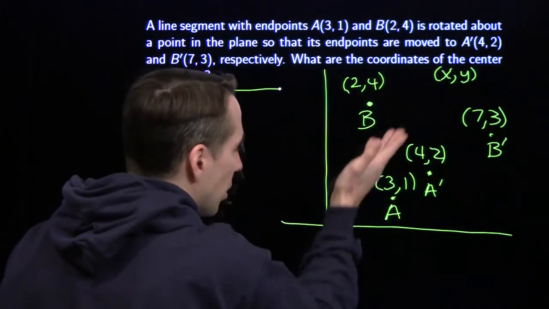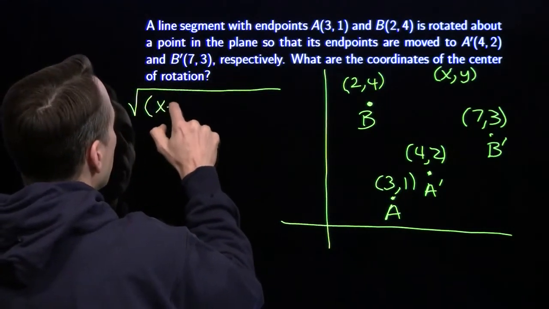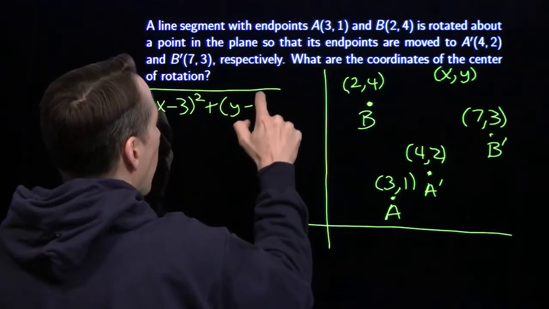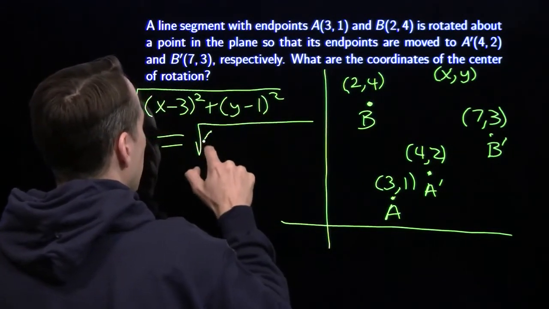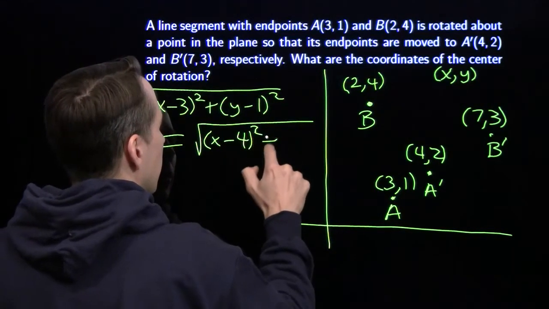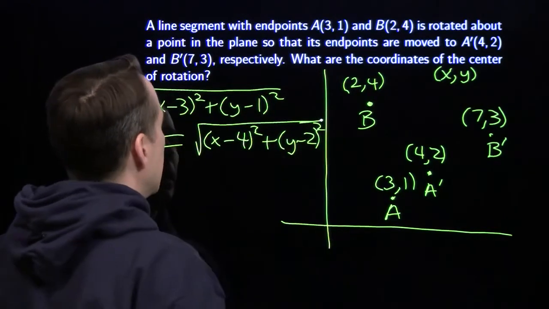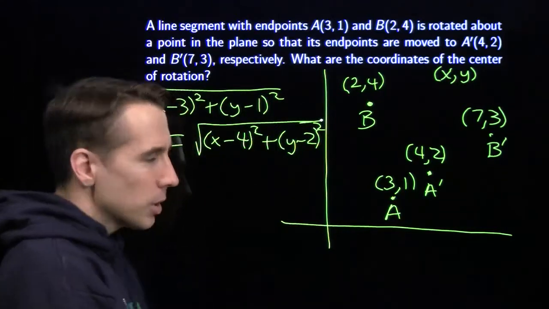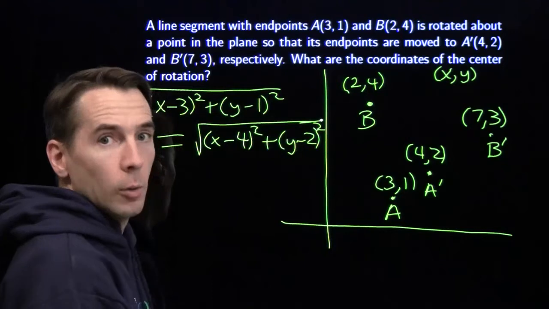Distance between the center of rotation, (x, y), and (3, 1). Well, we take the difference in x-coordinates squared plus difference in y-coordinates squared, and we know that that distance equals the distance between the center of rotation and A prime. And now we have an equation. It's just not a very nice equation. Now we could work with this. We could start squaring and squaring, and eventually it'll work.